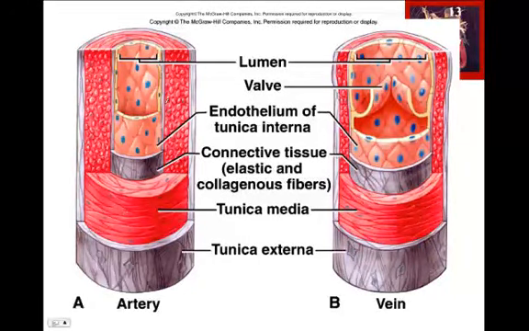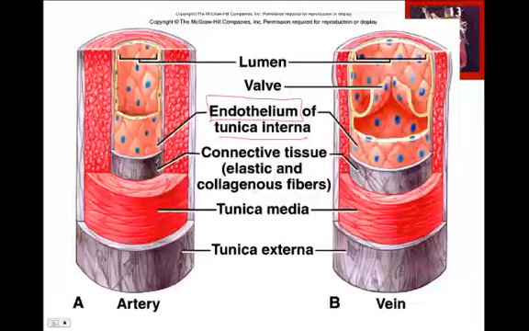So these are the 3 layers to your artery. If you look here, you have the tunica interna, which is made up of what we call endothelium. Endothelium is just a type of epithelial tissue. So we have the endothelial lining that makes up the tunica interna. And then we have the tunica media and then the tunica externa.